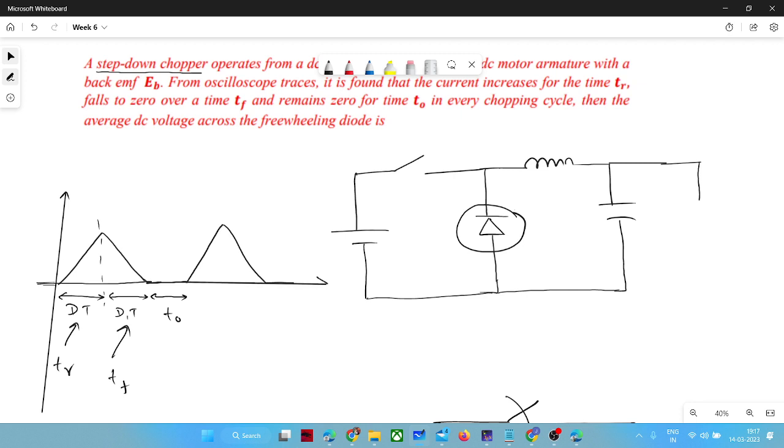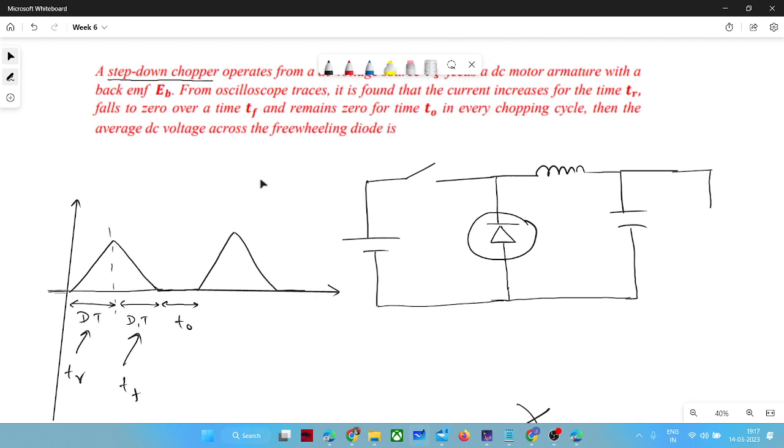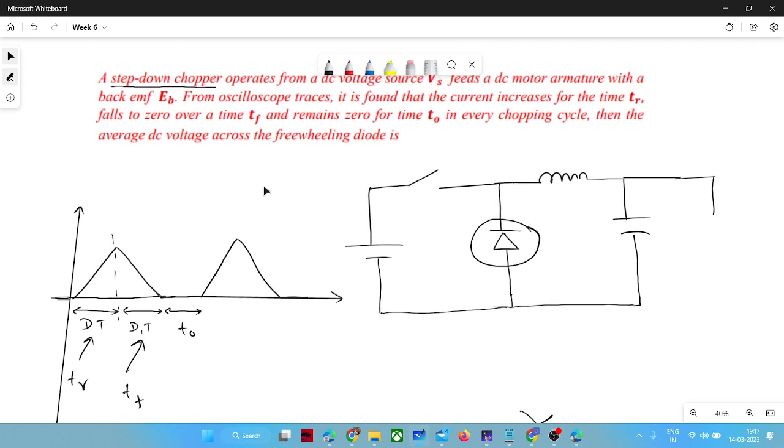Yes, sir. From these statements, you can conclude at least it is a buck converter. The following statements: current increases. Okay. Then we need to compute the average DC voltage across the freewheeling diode. So we are being asked about diode voltage, right? So that's why I drew the diode here.